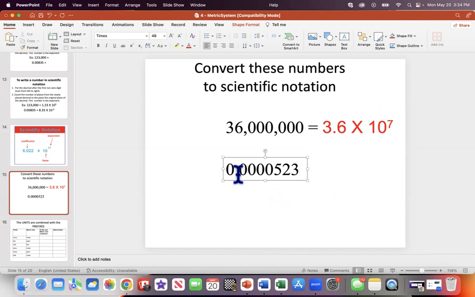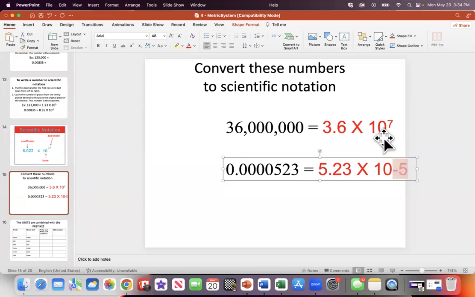Decimal point is here, right? Okay, so it's a small number. -1, -2, -3, -4, -5. So first number is 5.23. To the power of, if you forget, count again, -1, -2, -3, -4, -5. To the power of -5. It's supposed to be small.